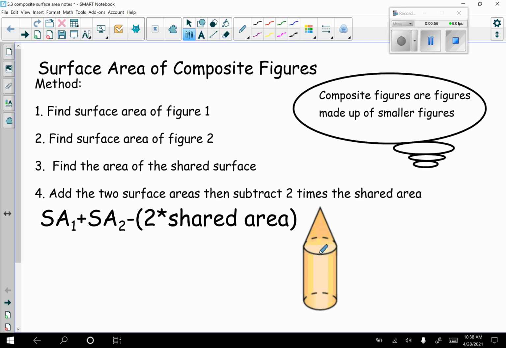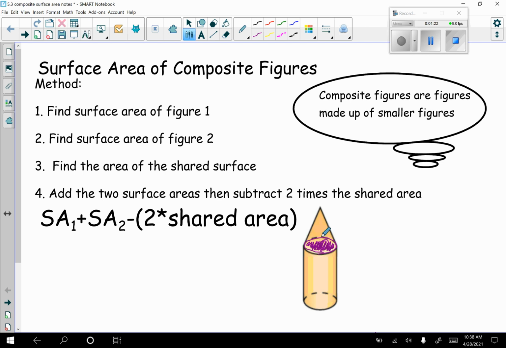Between the cone and the cylinder, there's this circle, right? That circle is the one that's shared, and we have to be careful. We don't want to count that too many times because it will affect our final answer. And we actually don't want to count it at all, because is this circle on the outside of the figure? No, it's on the inside. It's not there at all.